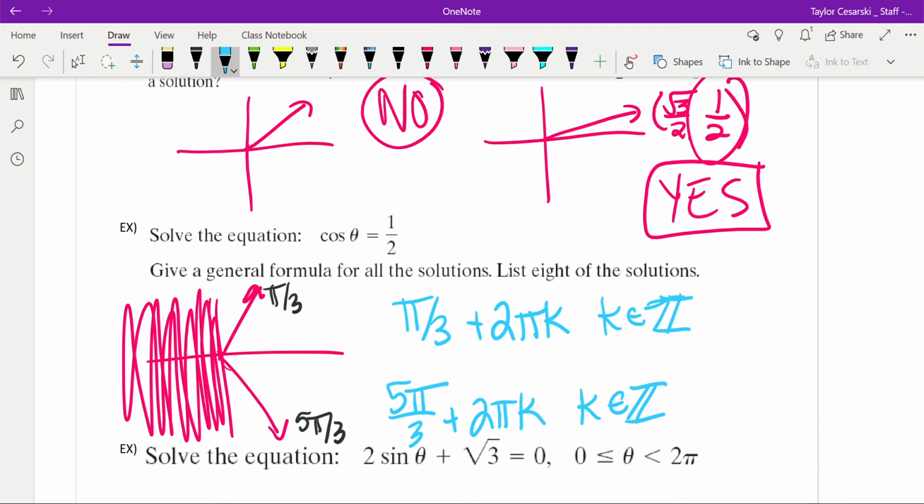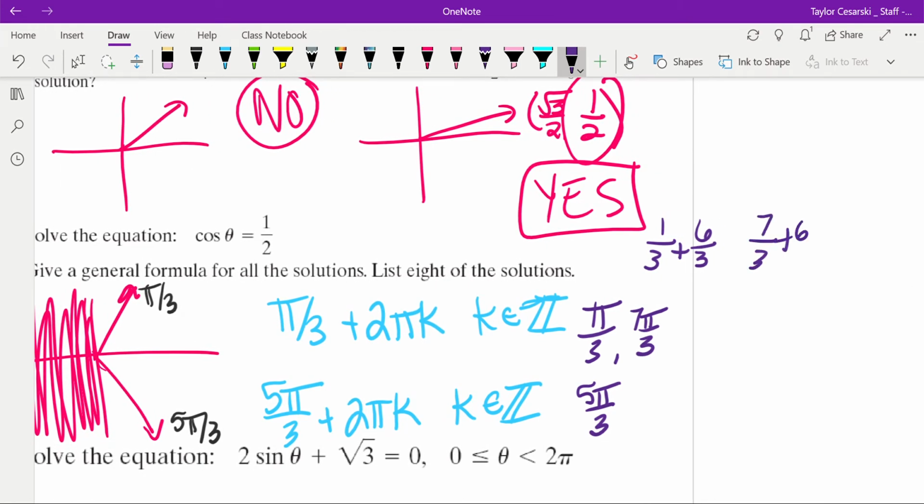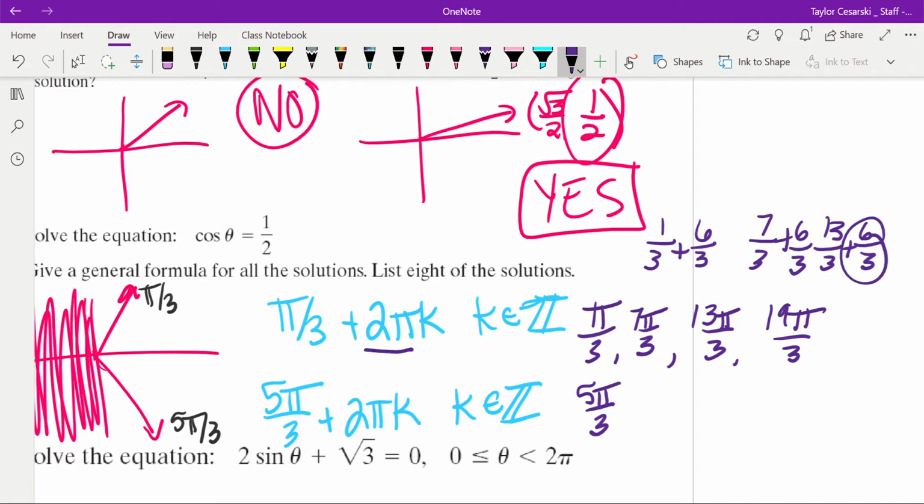The last thing it asks me to do is list 8 of my solutions, so I already have 2 of them. Pi over 3 and 5 pi over 3. Alright, so I want to add 2 pi, so 1/3 plus 6/3 gives me 7 pi over 3. Okay, I can do it again. 7/3 plus 6/3 gives me 13 pi over 3. 13/3 plus 6/3 gives me 19 pi over 3. And again, 6/3 just represents that 2 pi.